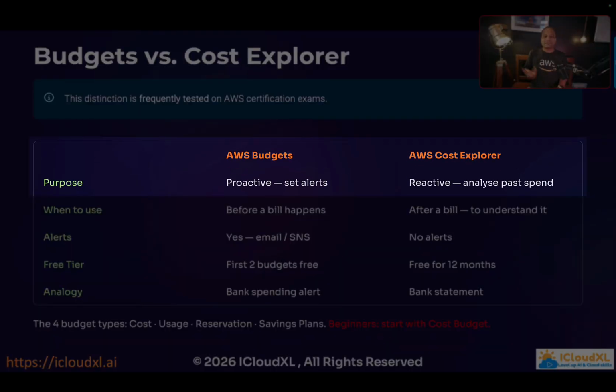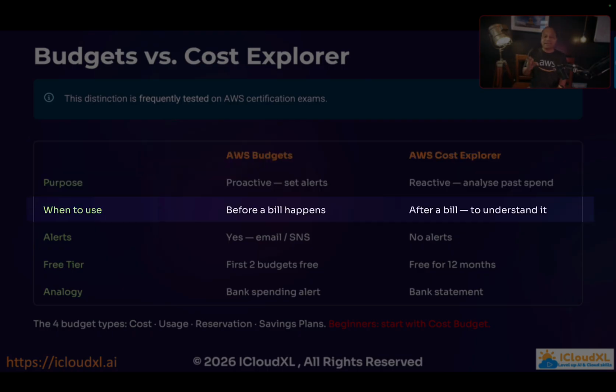So look at this table. The purpose of AWS Budgets is proactive: it sets alerts. AWS Cost Explorer is reactive: you analyze past spending once everything has happened. Once your mistake happened and you got the $10,000 bill, now you can analyze where that spending went, right? Also, AWS Budgets works before a bill happens, and AWS Cost Explorer is after a bill happens. Once you receive the bill, you start analyzing it.